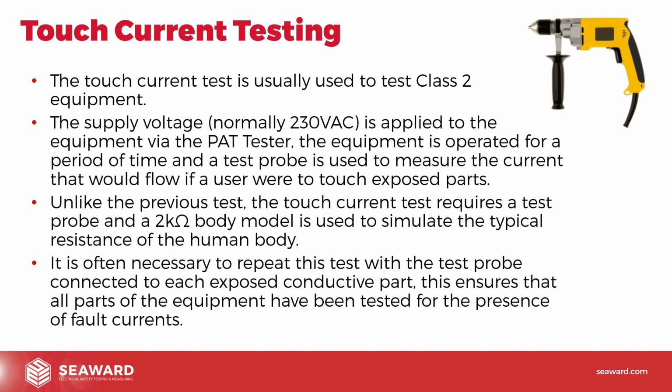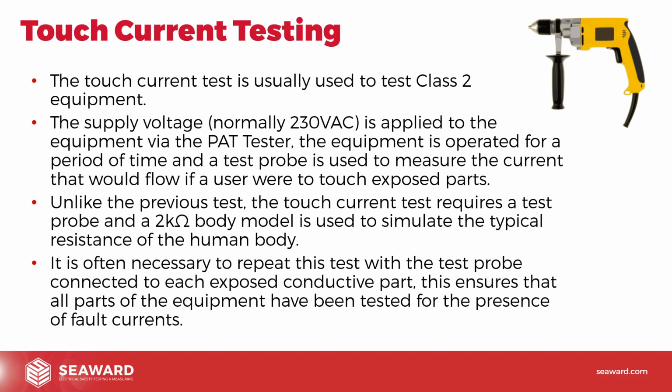Now, the other thing we have to think about is it's often necessary to repeat the test with the test probe connected to each exposed conductive part. This ensures that all parts of the equipment have been tested for the presence of fault currents. Actually we might have the body of the equipment, we might have the handle, we might have some screws. So testing one doesn't necessarily mean that they're all okay, because if you've got a piece of class 1 equipment, generally anything that needs to be earthed for safety reasons is connected to earth. So effectively it's testing all of those things in one go because they're all connected to earth.